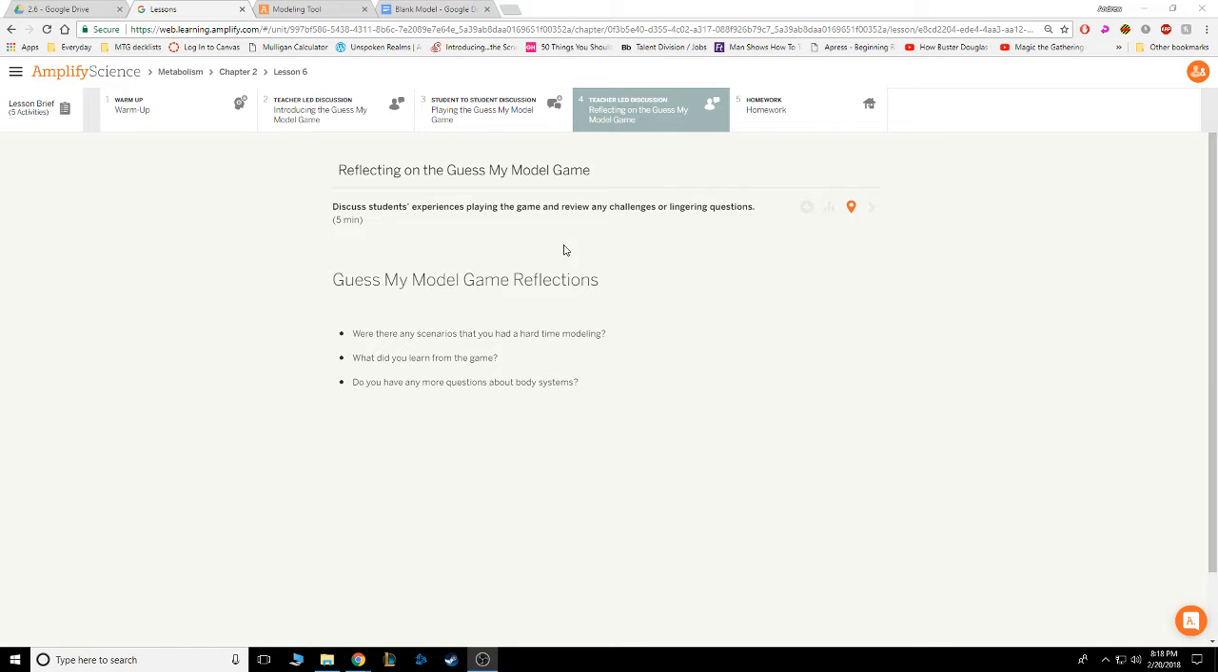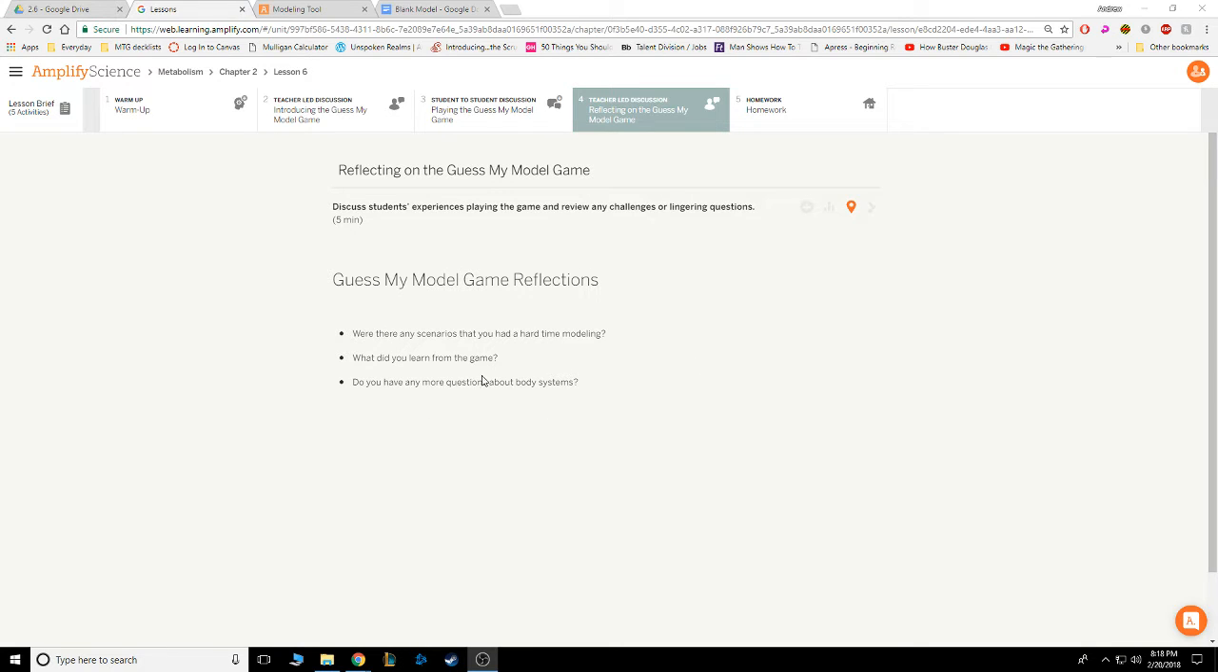For this last part, we're going to go over step 4 and step 5 to finish out the day. In step 4, you're going to discuss your experiences playing the game or review any challenges or questions you have with your partner to see if you can answer them together. Were there any scenarios that you had a hard time modeling? What did you learn from the game? And do you have more questions about body systems?